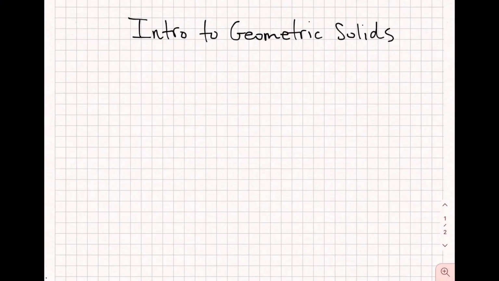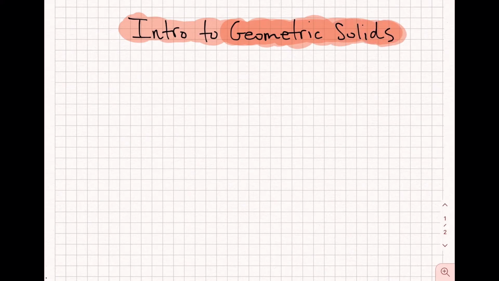Welcome, students. Today we are going to begin a lesson about Intro to Geometric Solids. So in your math notebook, I would ask that you record this label here at the top of your next clean page, Intro to Geometric Solids. We're going to learn about what these are, these geometric solids.